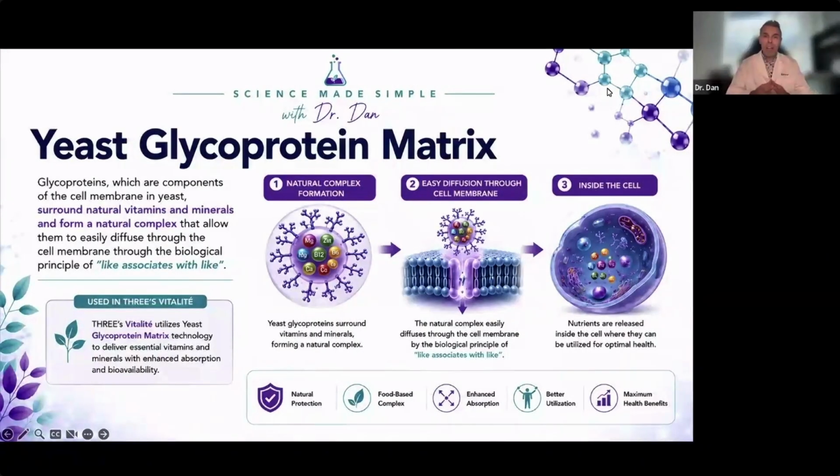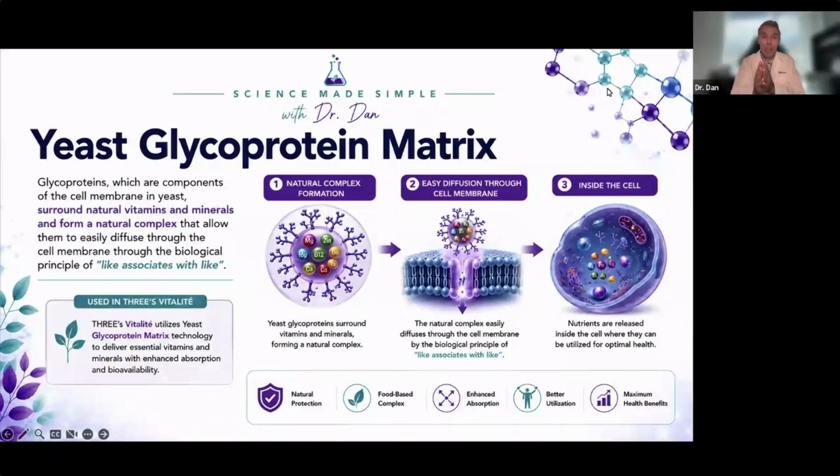And that's based on one of the common dogmas of chemical biology. It's called like associates with like, meaning that if you have molecules that have the same characteristics, they just come right together. Molecules that have different characteristics repel each other. And so glycoproteins are part of the cellular membrane, not only in yeast, but also in humans. And so when you have a glycoprotein matrix and it comes up against the cell membrane, it basically assimilates itself into that membrane.